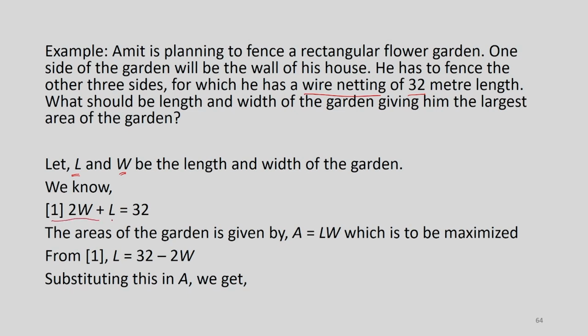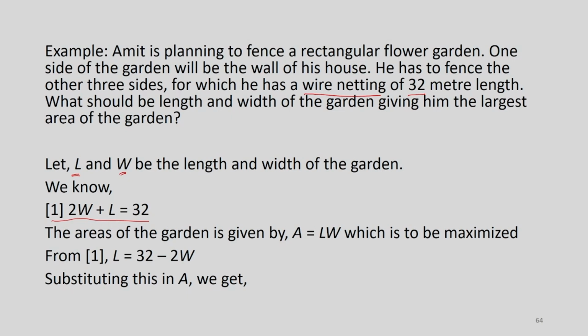Now we have a relation like this: 2W plus L is equal to 32. Remember, he has to cover three sides of the garden. So 2W plus L basically adds the three sides, and that summation should be equal to 32. Okay, that is the condition that we are getting here.